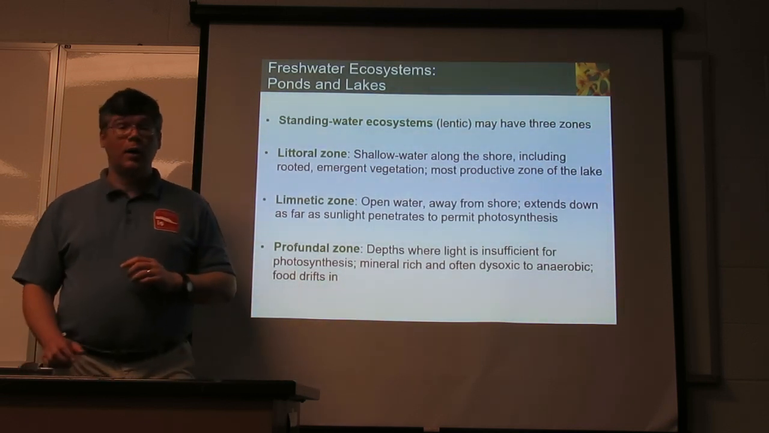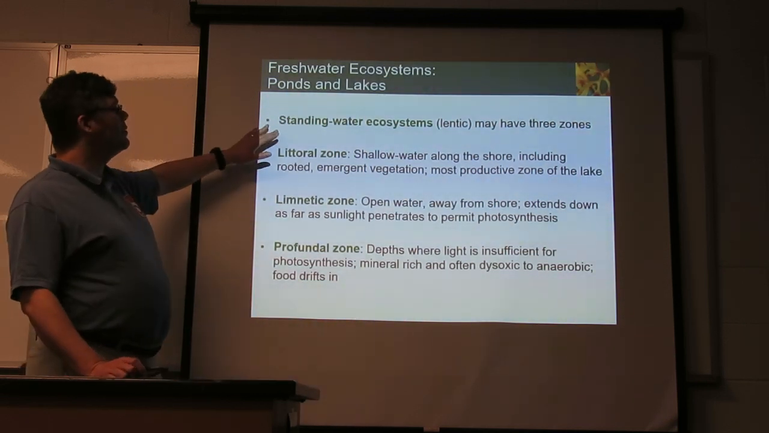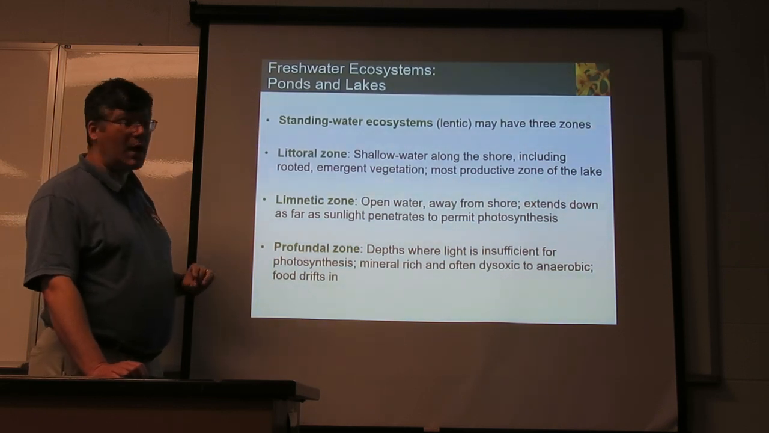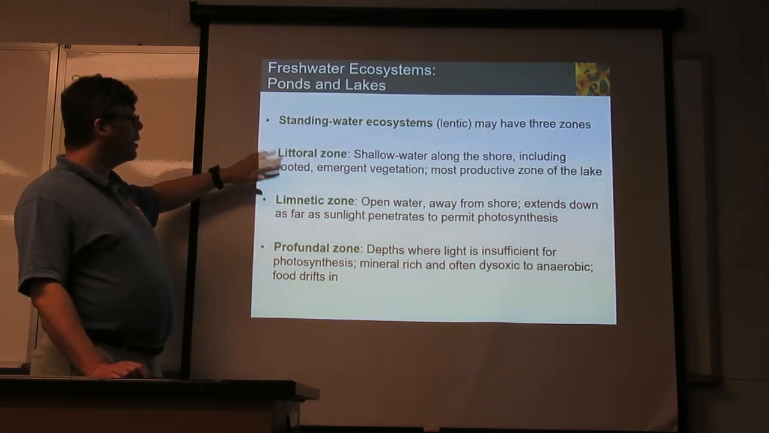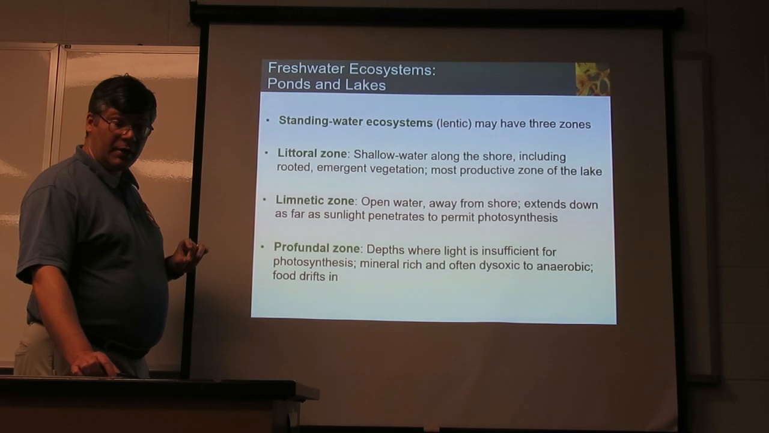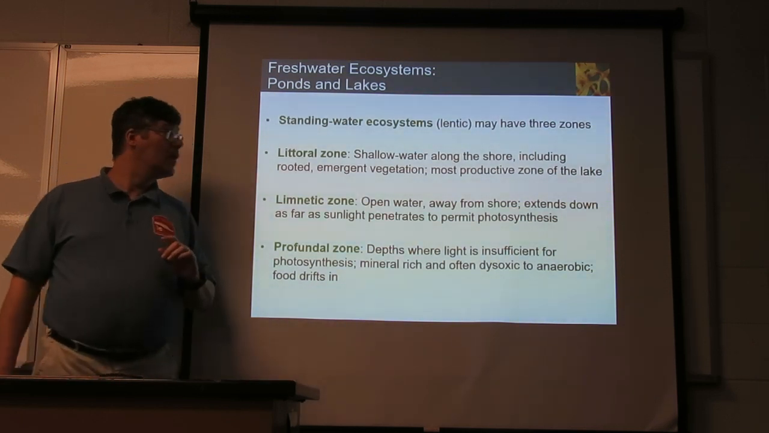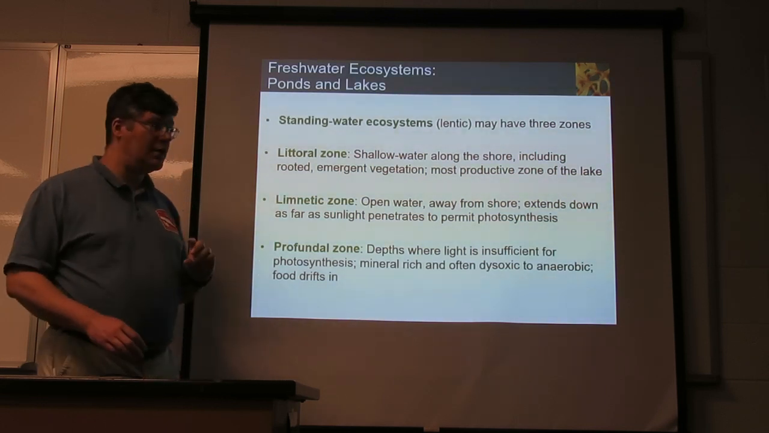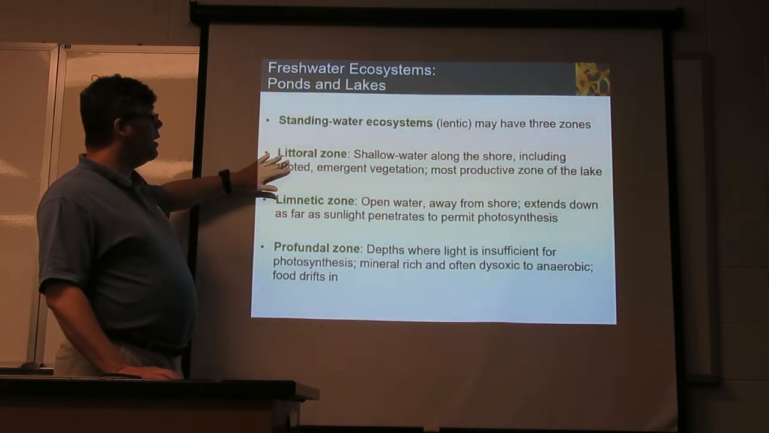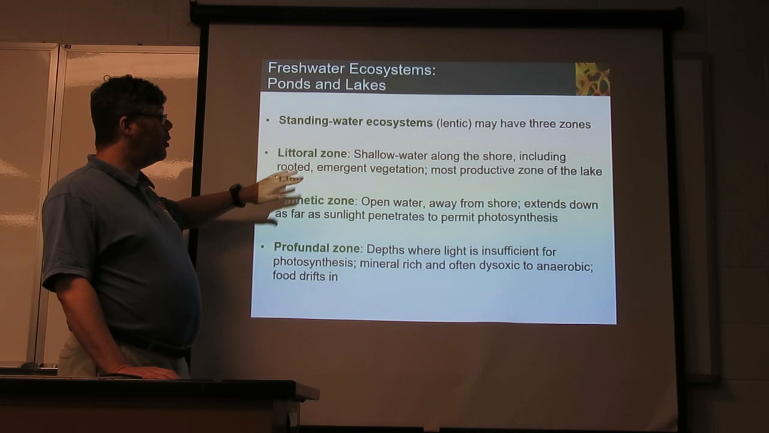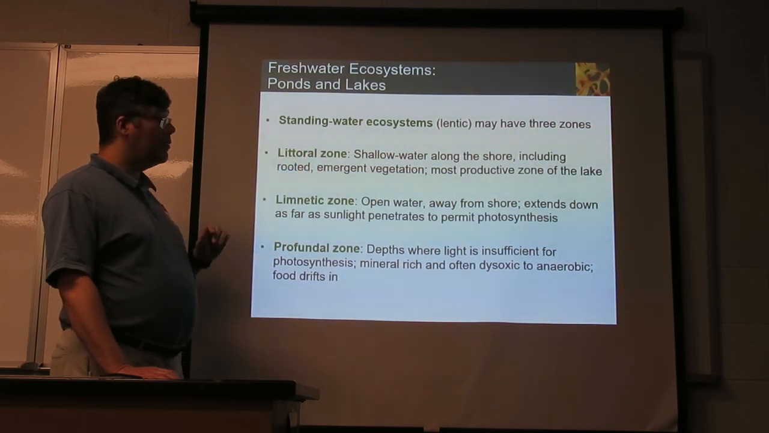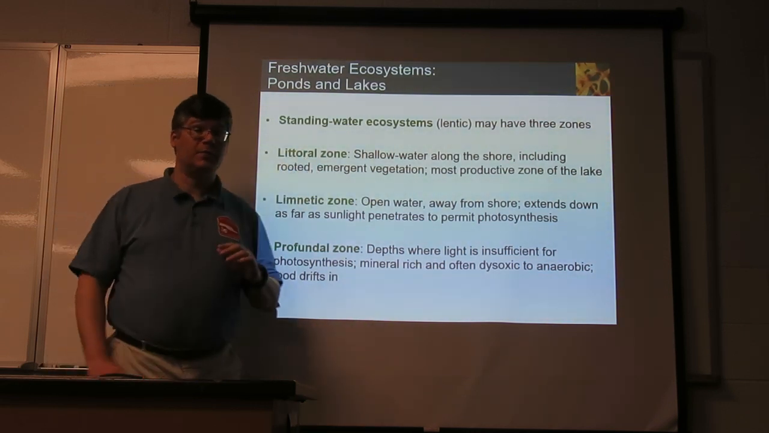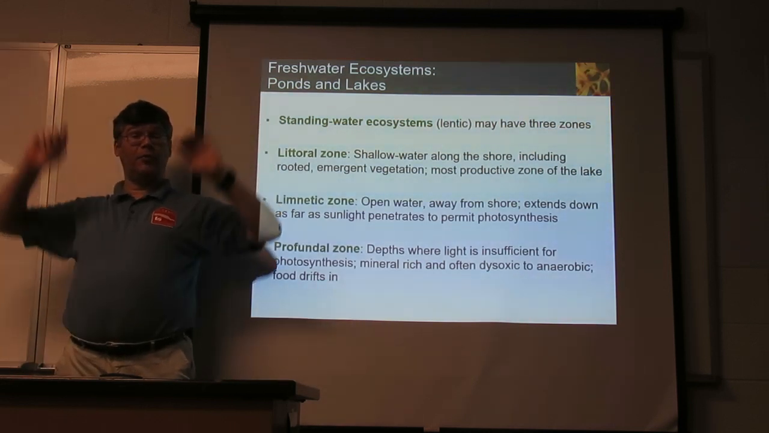What about our more lentic systems? Water is not moving fast, standing water. In these areas of relatively still water, we have three major types of zones. Littoral zone is near the shore, shallow water. These are areas where plants may be rooted in the bottom and stick up out of the water.